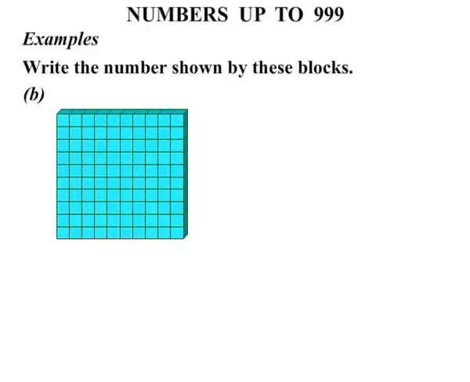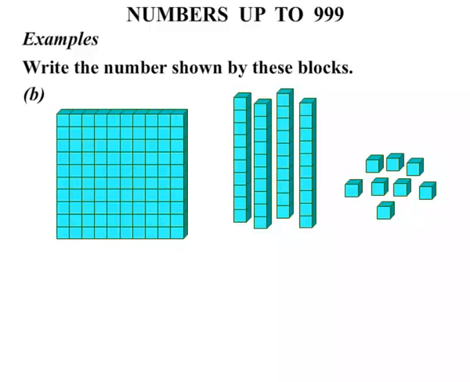Part B, we have 1 flat, a few longs and some shorts as well. Okay, so we've just got the 1 flat, so that is just 100. These longs are worth 10 each, so we have 10, 20, 30, 40. So let's write the 40 down. And these shorts, just ones, count in ones. 1, 2, 3, 4, 5, 6, 7, 8. So let's write the 8 down. So what have we got? We've got 100 plus 40, that's 140, plus another 8 equals 148.